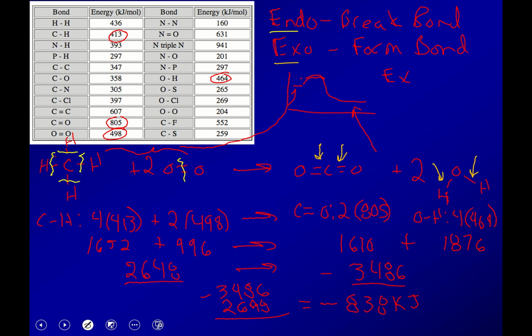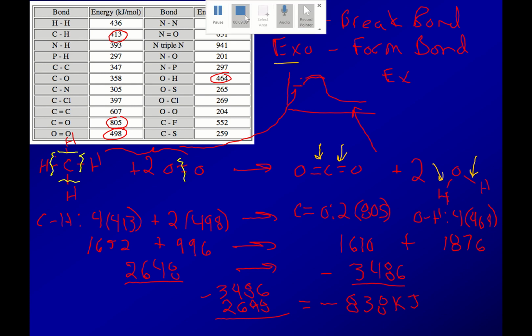Okay, so it's quite a few steps, a little complicated. You're going to do one of these. That's it. It's going to be very similar to what I just did. All right, so that's where the energy comes from. It comes from the energy of each of the individual bonds. Good luck.